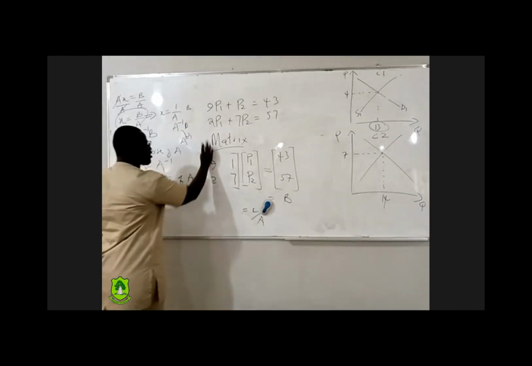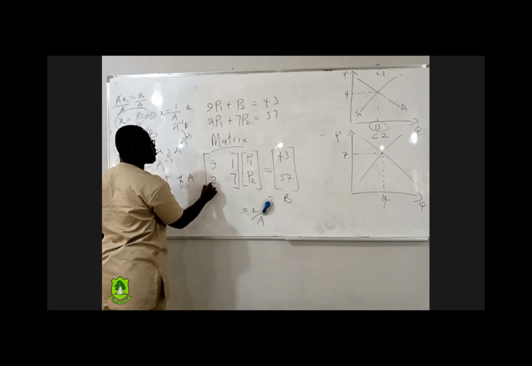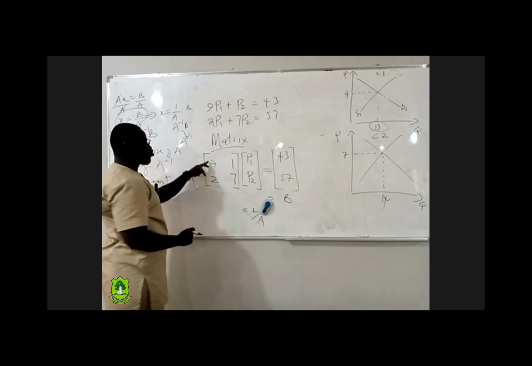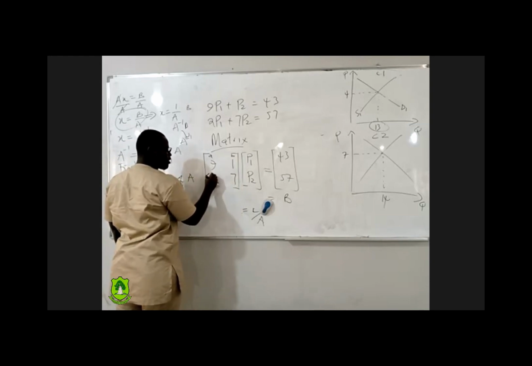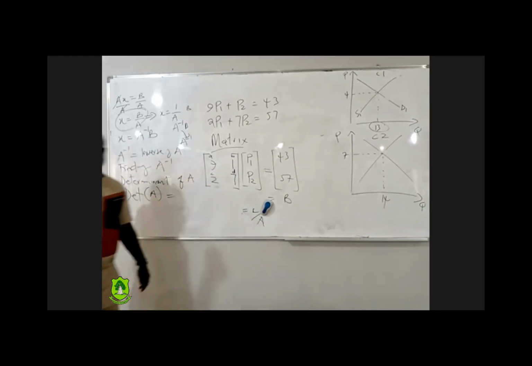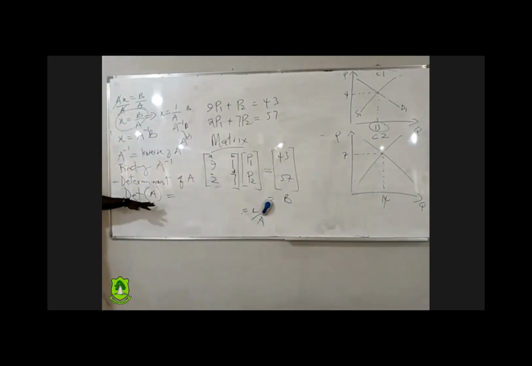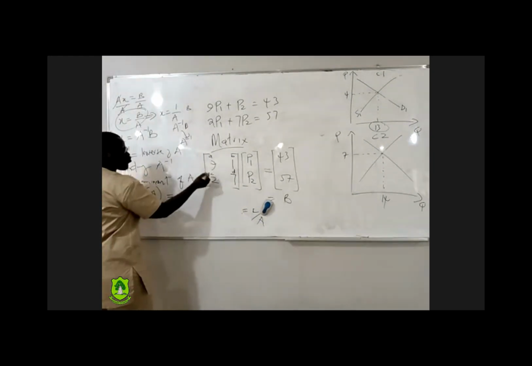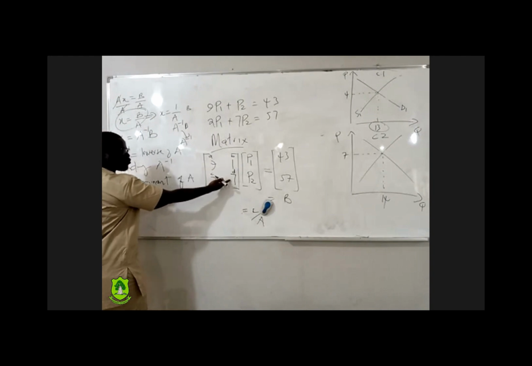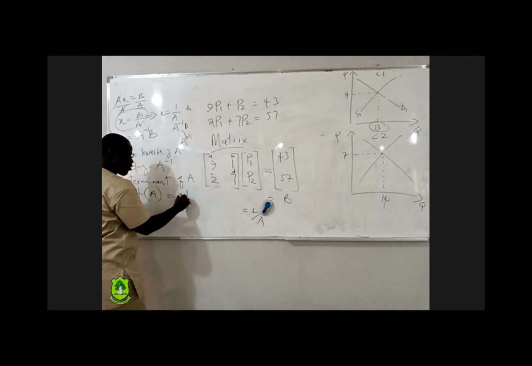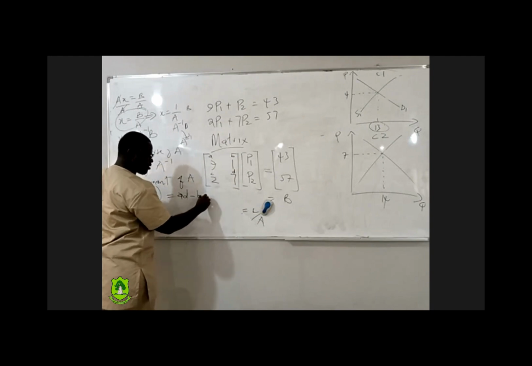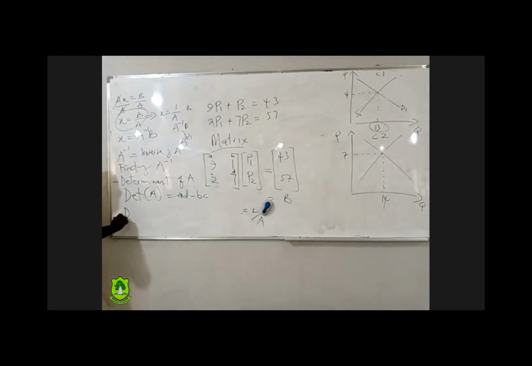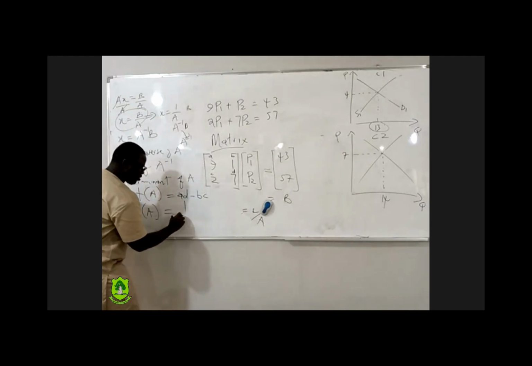And determinant of A is equal to, let's go back to this matrix A. Remember, this is our matrix A. This one is A, this one is B, here is C. We can represent here by D. Determinant of A is A times D, minus B times C.